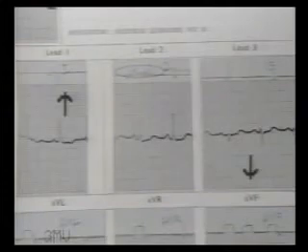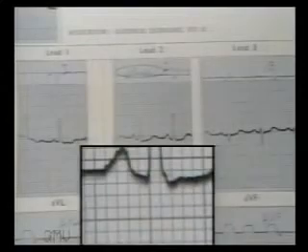Now observe leads 1 and 3. Left axis deviation is seen with positive QRS in lead 1 and negative QRS in lead 3. Now study the P wave in lead 2, shown enlarged in the inset. It is 2.5 small squares wide, suggesting that there is left atrial hypertrophy also.